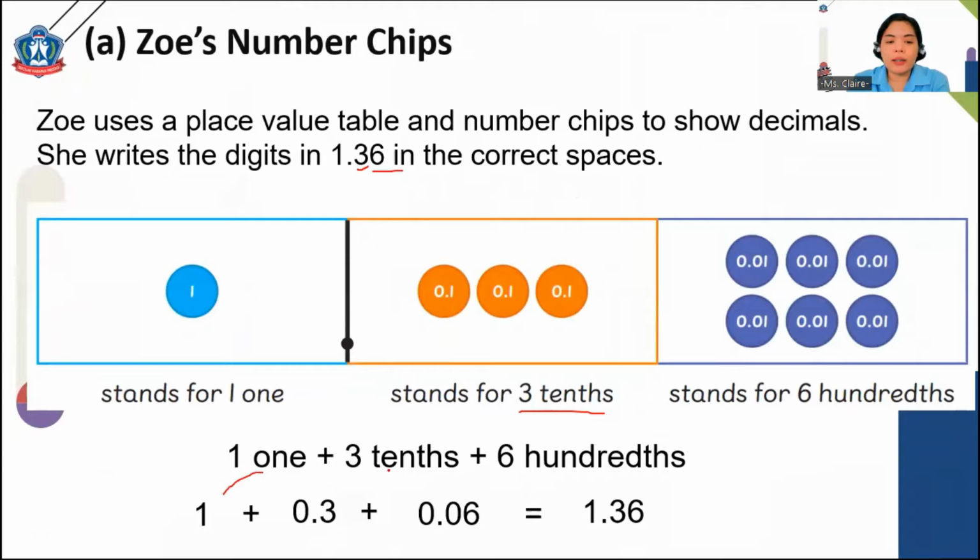So 1 one, 3 tenths is 0.3 and 6 hundredths is 0.06. So when we are going to make or add all these numbers, we are composing the number 1.36. So this is what we call composing the decimal number.